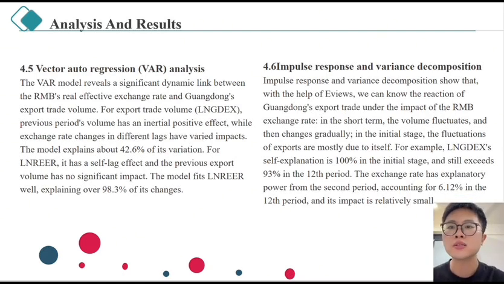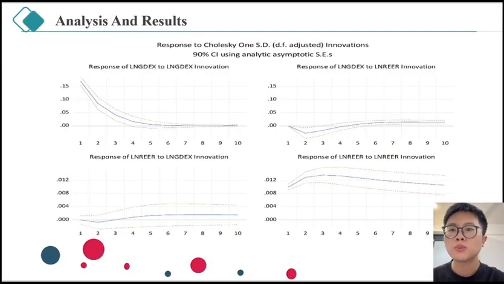Impulse response and variance decomposition show the reaction of Guangdong's export trends under the impact of the RMB exchange rate. In the short term, the volume fluctuates and then changes gradually. In the initial stage, the fluctuations of the export are mostly due to itself. For example, LNGDX self-explanation is 100% in the initial stage and still exceeds 93% in the 12th period. Exchange rate has explanatory power from the 6th period, accounting for 12% in the 12th period, and its impact is relatively small.